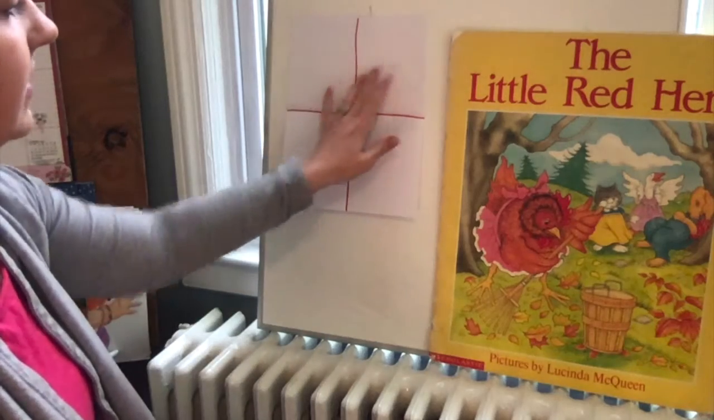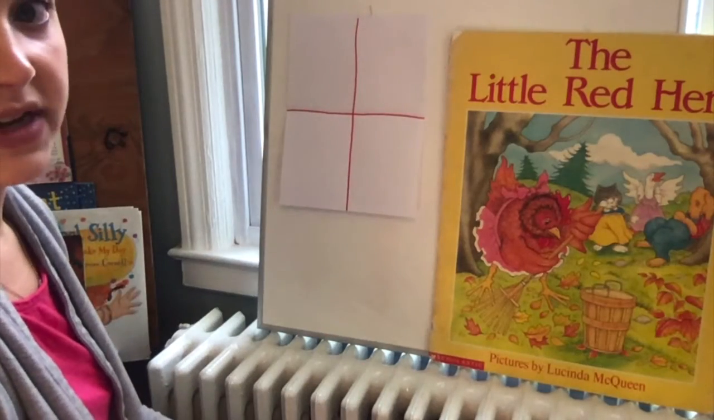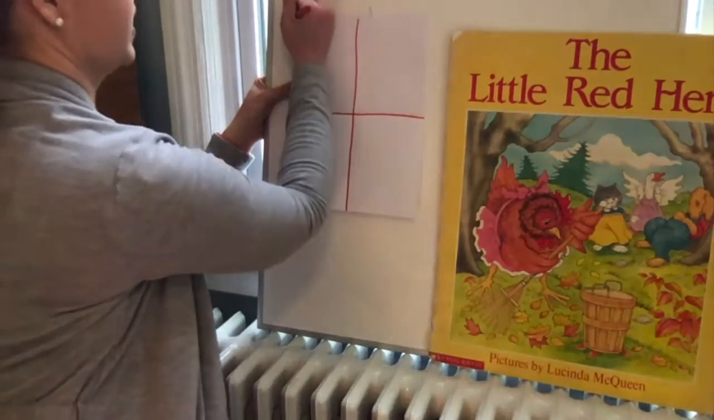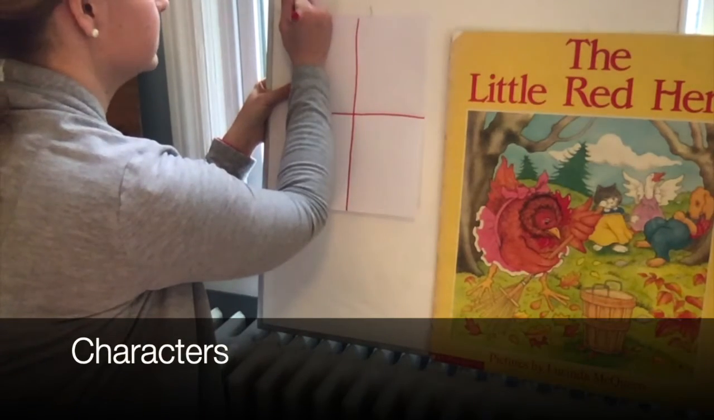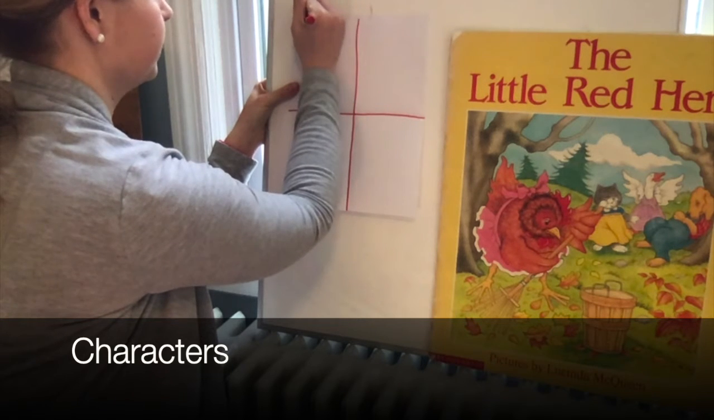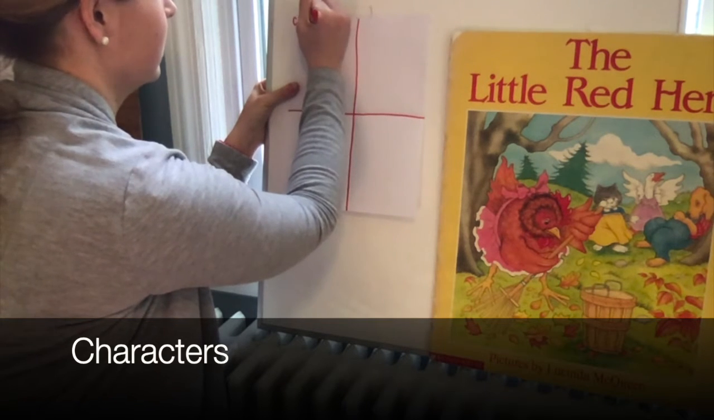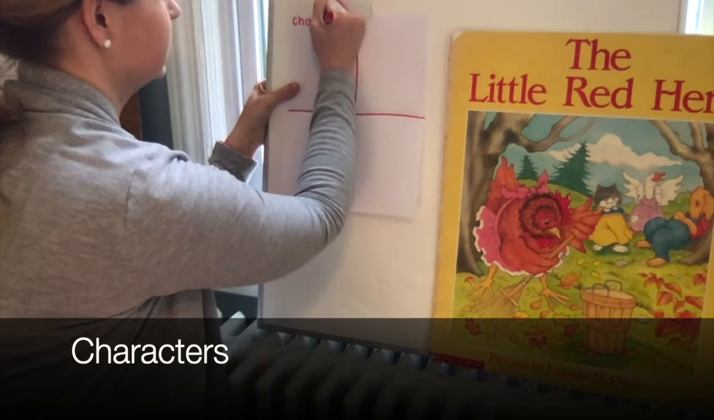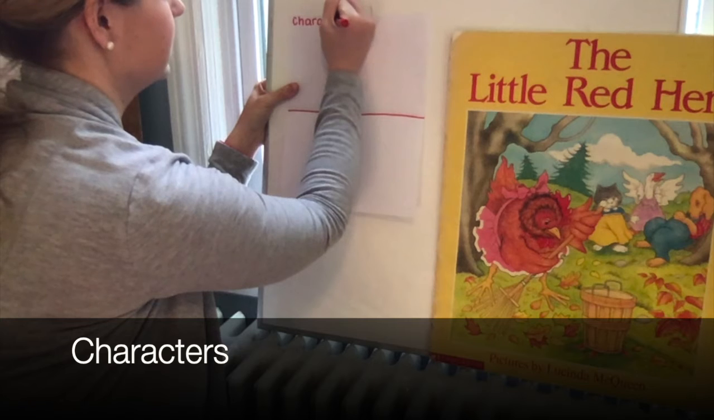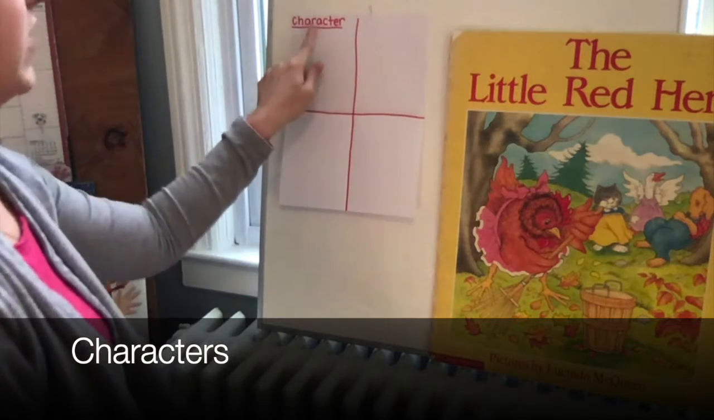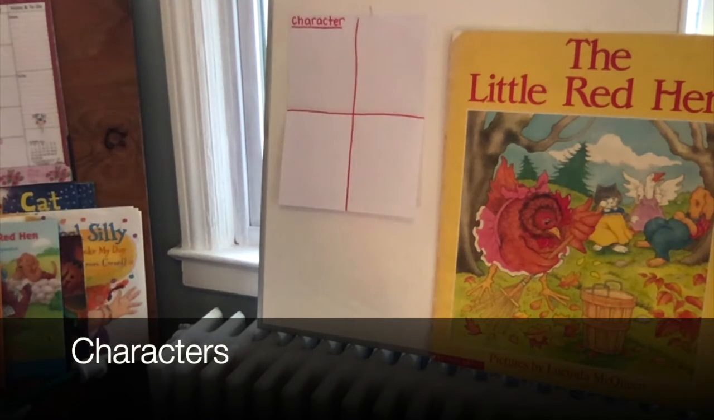And then the next thing that we're going to be doing is labeling each of these boxes. This first box here, you're going to be writing the word characters. C, H, A, R, A, C, T, E, R, and then I'm going to make a little line under mine. Go ahead and write characters in your first box.